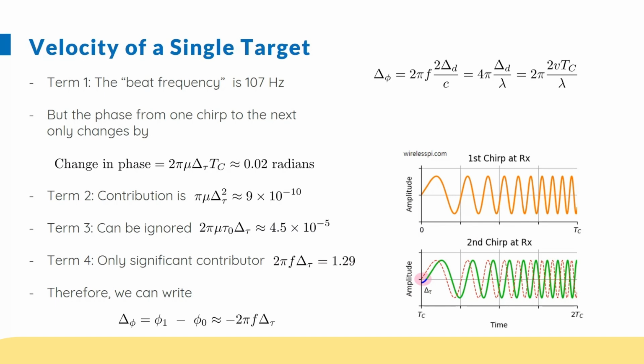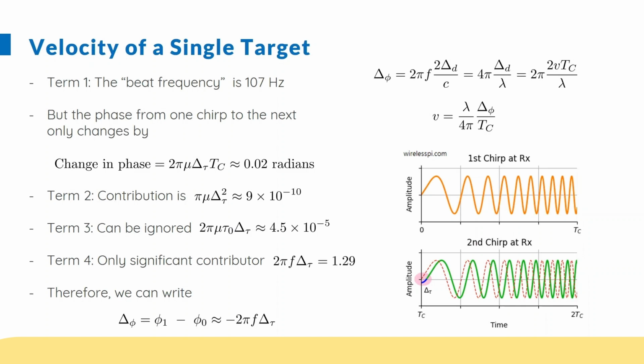From here we basically need to replace delta tau by 2 delta d over c, where delta d is the small distance the target moved from one chirp to the next, and hence we can write 4 pi delta d over lambda, and from here we can write the expression for v as v equals lambda over 4 pi times delta phi over Tc. So what we have gained here is that we know the range of the target and we also know the velocity of the target, and in the case that two targets are at the same range, then we can differentiate between them based on their velocities using the same waveform. No modification in the waveform has been done.